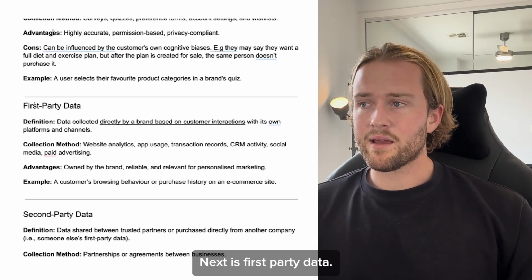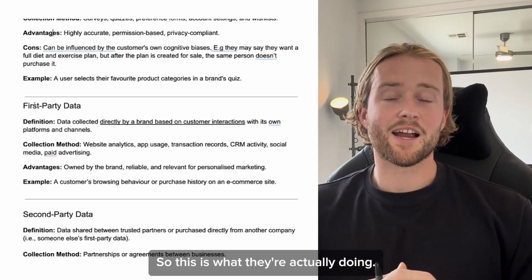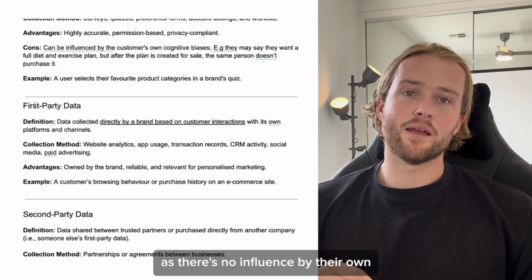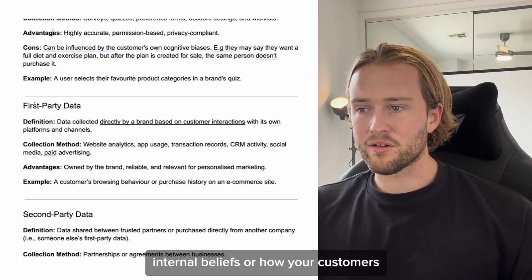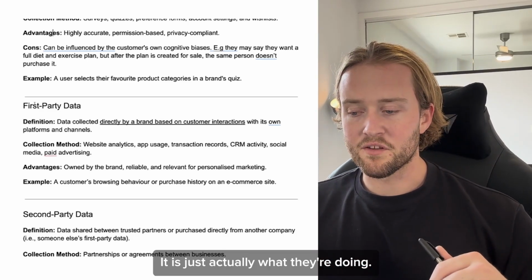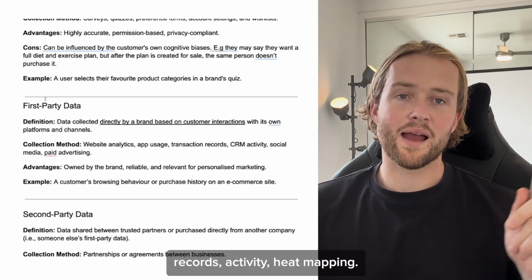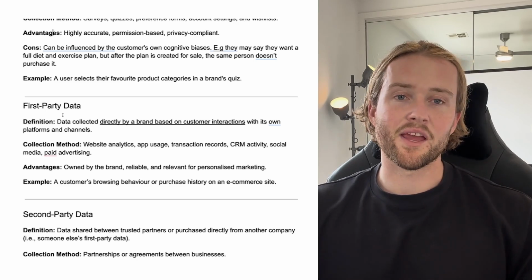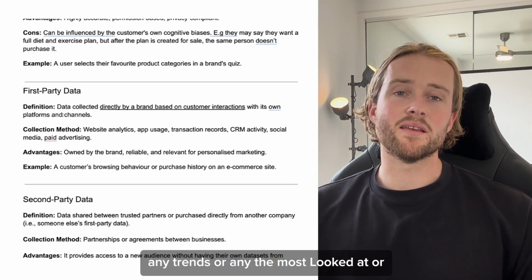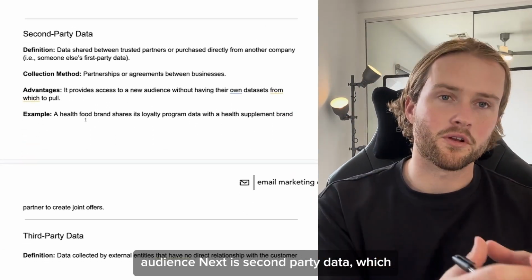Next is first party data. So this is data based off of the customer's behaviors. So this is what they're actually doing. In my opinion, this is probably the best form of data to be looking at, as there's no influence by their own internal beliefs or how your customers want other people to look at them. It is just actually what they're doing. So this is best found through analytics, records, activity, heat mapping, stuff like that. You're just looking exactly at what they're doing to try and get an understanding of any trends or any of the most looked at or valued things by your customers or by your audience.